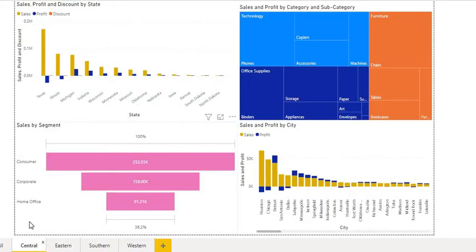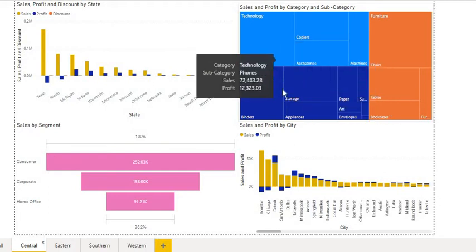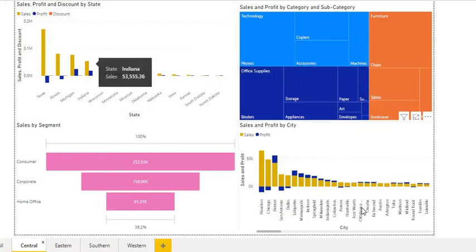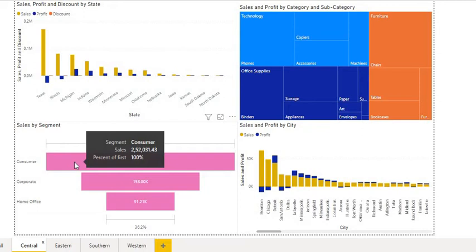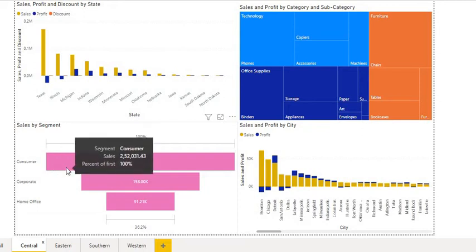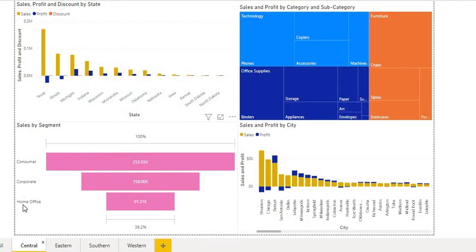In central region, so there are 4 diagrams. In the first diagram, I have plotted sales, profit and discount by states. In the second diagram, there are sales and profit by category and subcategory. Actually, we can segregate the categories and subcategories and study their profit and loss in different states and cities. In the third diagram, I have plotted sales by segment, like which segment is purchasing how much quantity. You will see that in central region, most of the purchasing occurs by consumers, followed by corporate and then home office. In the fourth diagram, I have plotted sales and profit by cities.